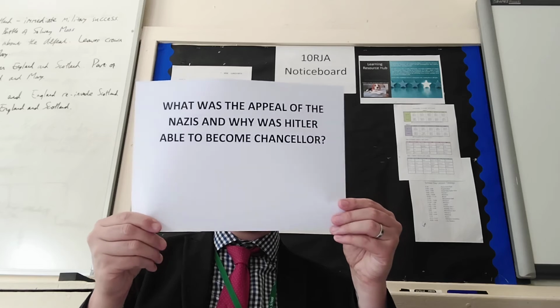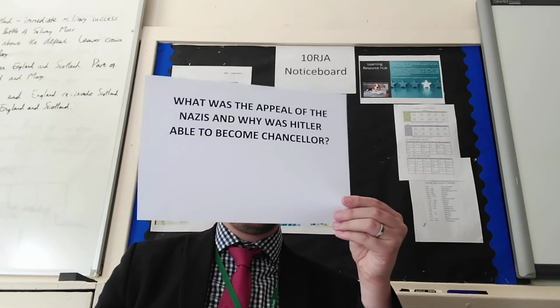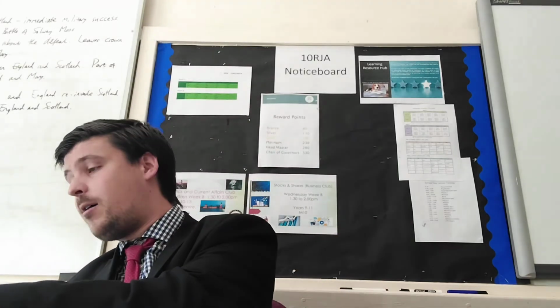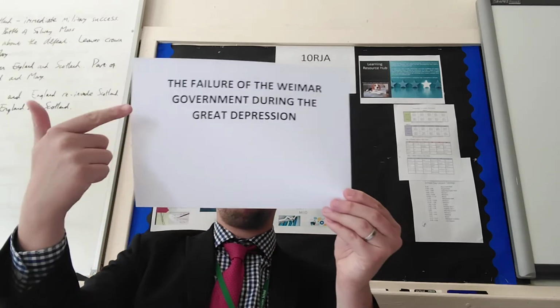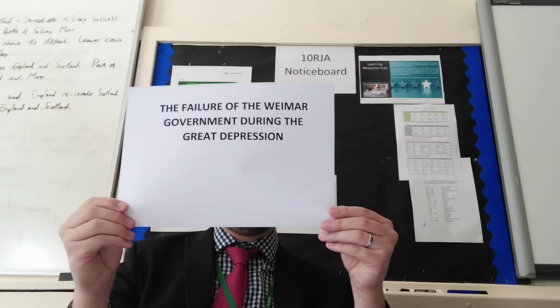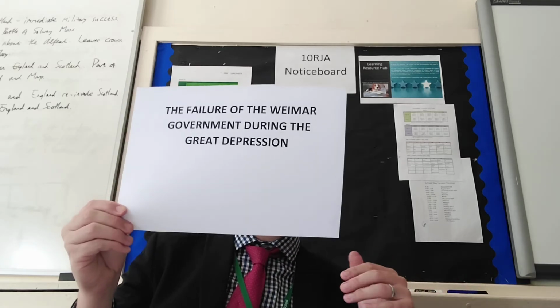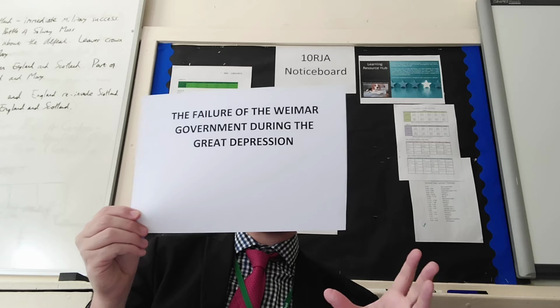What was the appeal of the Nazis, and why was Hitler, key question, able to become Chancellor? Well, for starters, number one, which you know about already, was the failure of the Weimar government during the Great Depression. Extreme parties like the Nazis and the Communists appealed to voters because they promised very radical solutions.